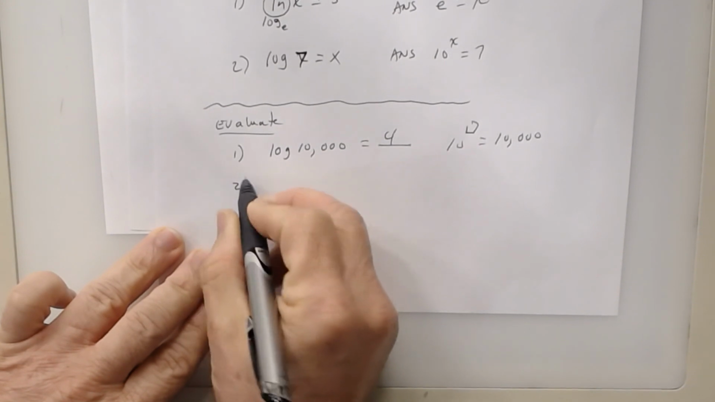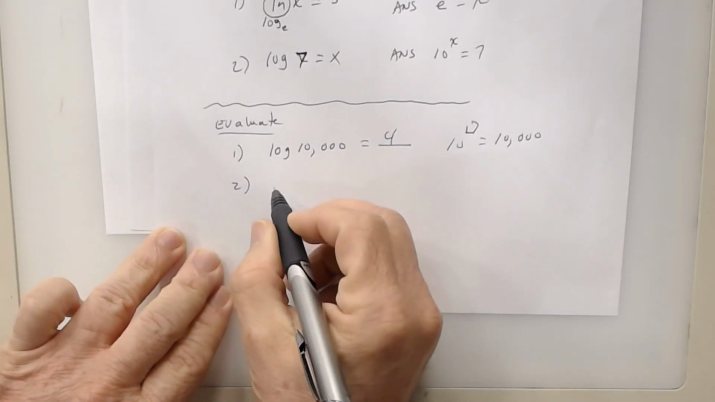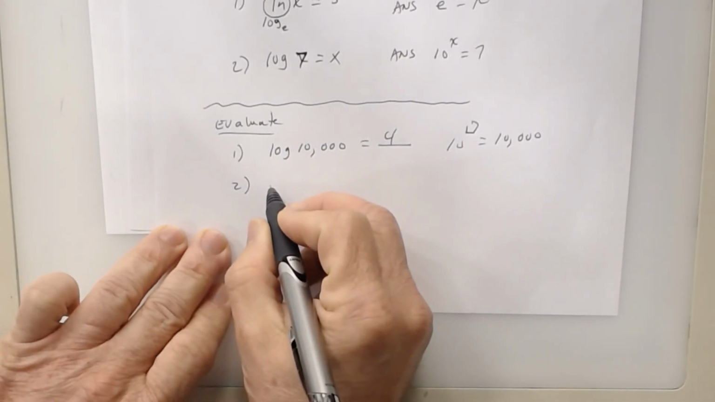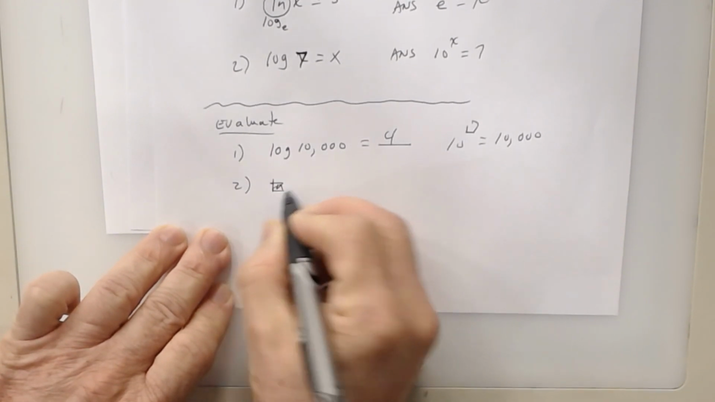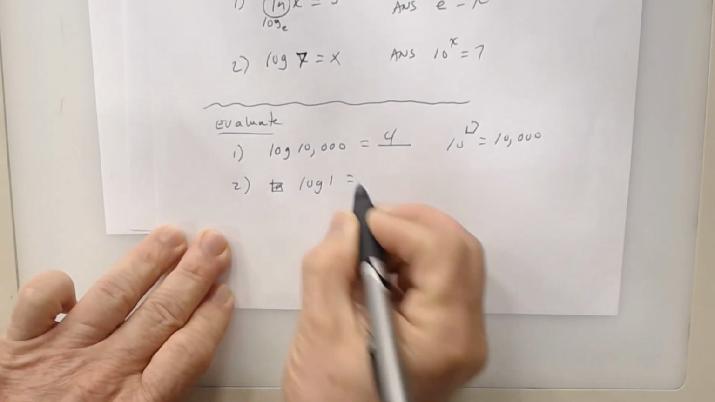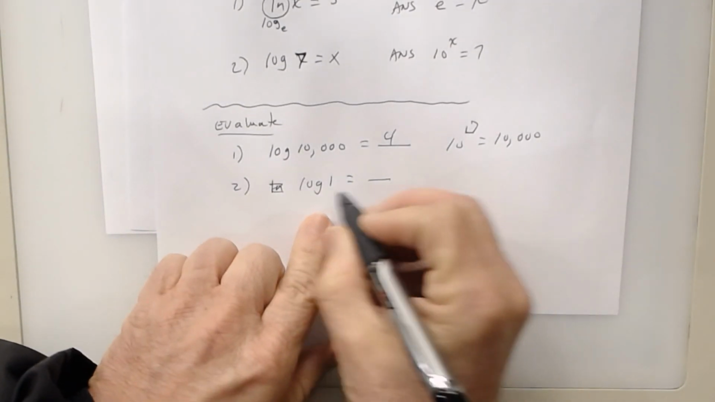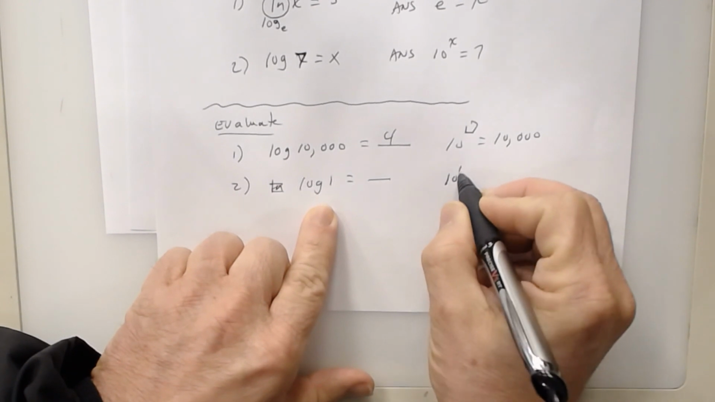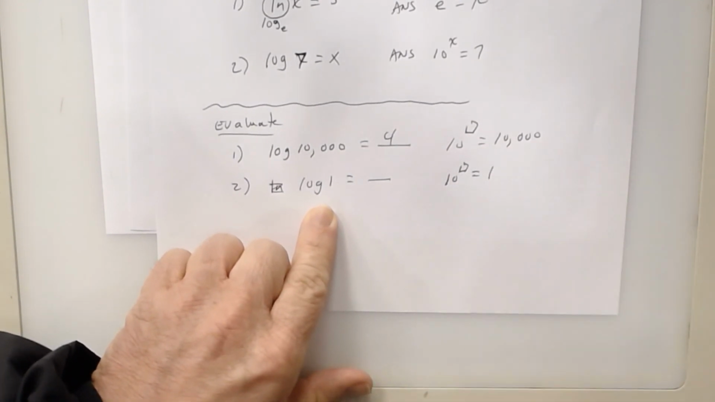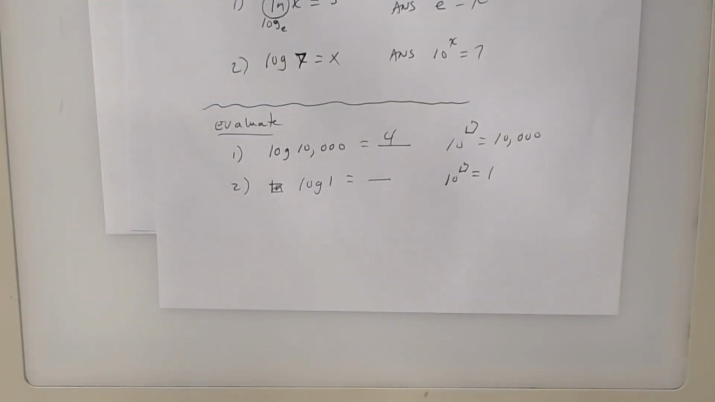Number 2. What about the natural log? Let's do this. What about the log of 1? No calculator. What about the log of 1? Equal blank. 0. Yeah, because we know that means 10 to the box equals 1. Well, 10 to what power is 1? 0. Answer is 0.